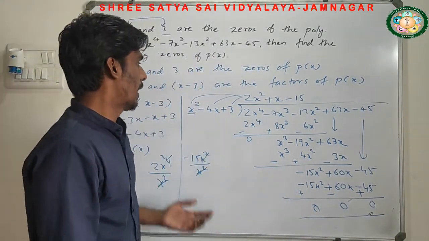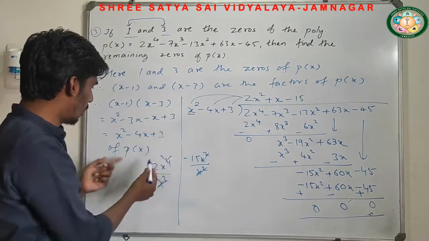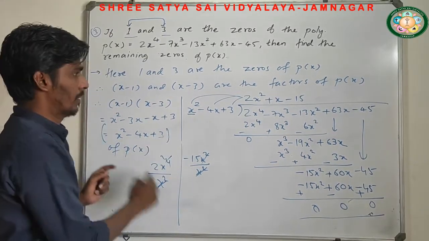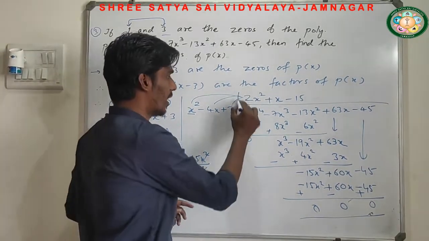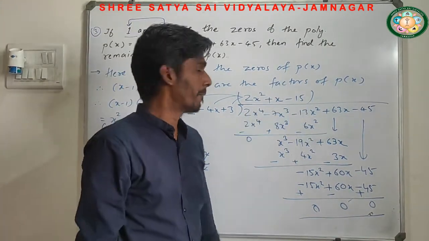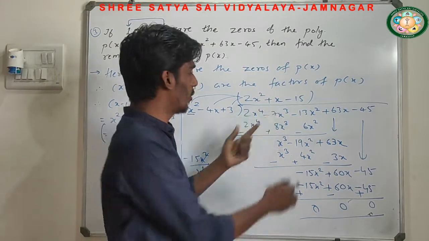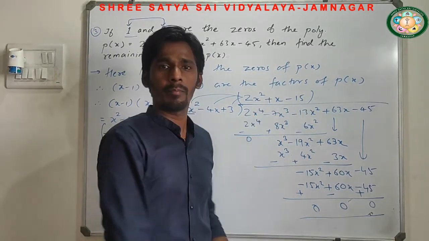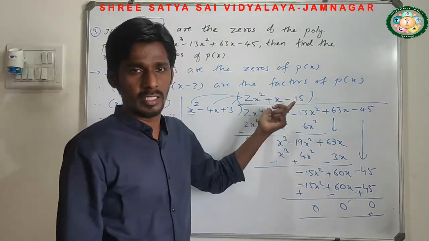Now what I have to do? I got from the factors one of the polynomials here. Now by dividing this, I got another polynomial, 2x square plus x minus 15. Now I am going to find the zeros of this quadratic polynomial.